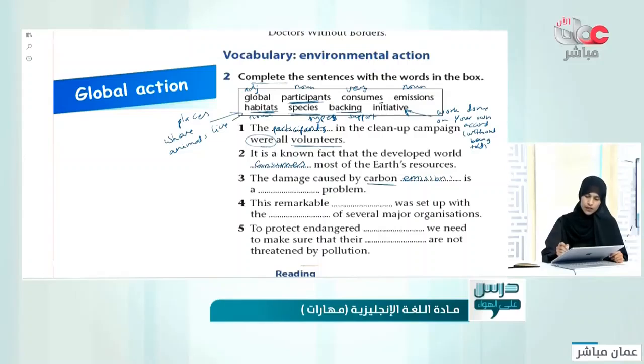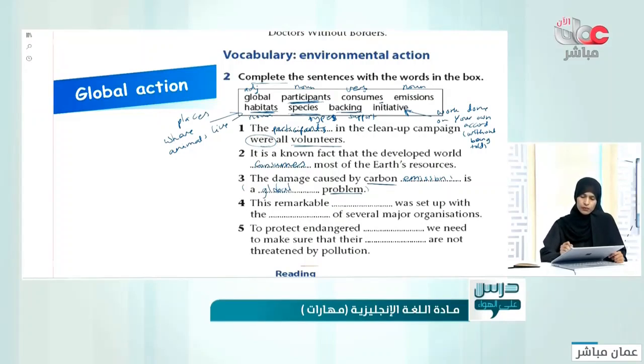Now the second blank. What do I need here? I have a noun, I need an adjective. So this is like a noun phrase, students. A noun phrase: a determiner, an adjective, and a noun. So I need an adjective here, and the adjective that would perfectly go here is global. So it's a global problem.